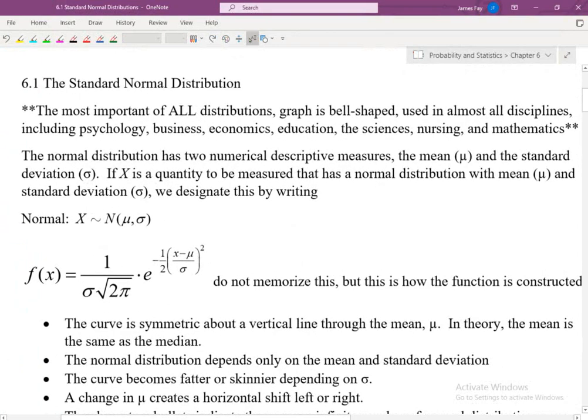The most important of all distributions is the standard normal distribution. It's bell-shaped. It's used in all disciplines, and here's just a few. But pretty much you name the discipline, there is some aspect of using the normal distribution to allow people to make decisions. So we have psychology, business, economics, education, sciences, nursing, the medical field. It's huge.